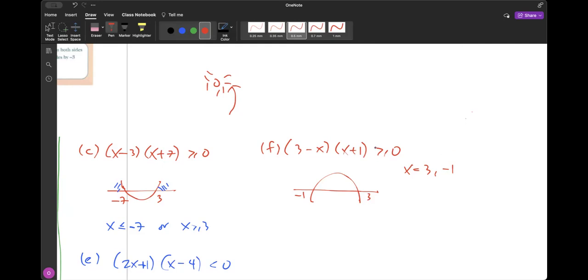Okay, and this is above 0. Above 0, you have to take here. Is it correct? Okay, how do you write the answer for this one? It's in between 1 and 3. In between 1 and 3. Okay.